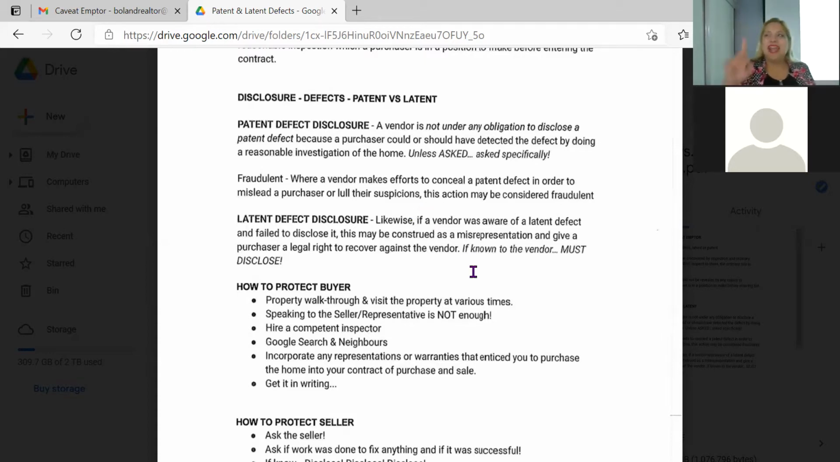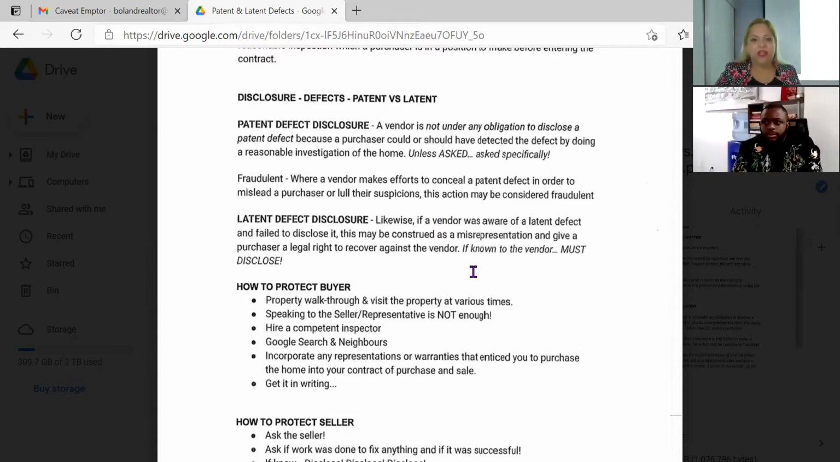So if somebody says, hey, I noticed there was a little bubbling in the paint there. Did they have a leak? You can't say, oh, no, they didn't. If you're asked specifically, you have to answer the question directly, even if it's a patent defect. So you shouldn't say, oh, I don't know, they should know that themselves. It looks like water damage. It's obvious. If you're asked directly as an agent, you have to answer honestly and disclose it.